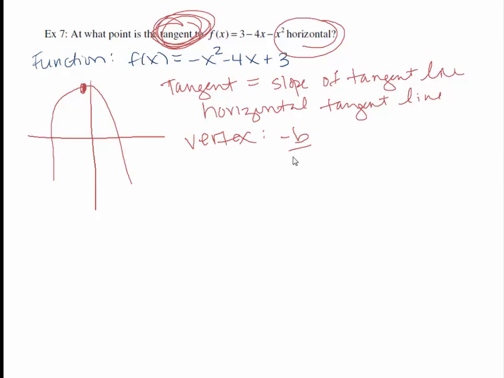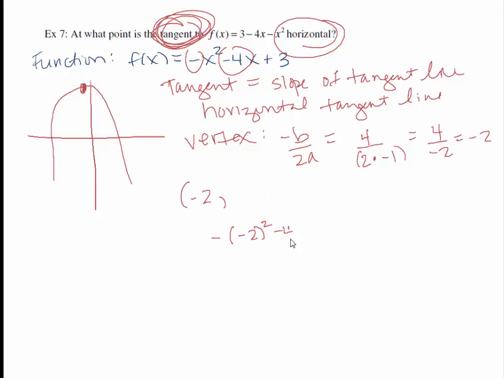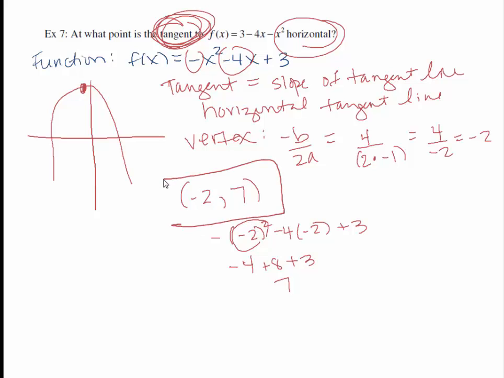So we're going to go opposite of B over 2A, opposite of this, over 2 times this. So we're going to get 4 over negative 2, which is negative 2. So we know it's going to be at negative 2 something. Now plug the negative 2 in. So now we're going to go negative of negative 2 squared minus 4 times negative 2 plus 3. That would give us 4, but there's a negative out front. That gives us negative 4, plus 8 plus 3, and we should get 7. So at what point will we have a tangent to the function being horizontal? At this exact point.